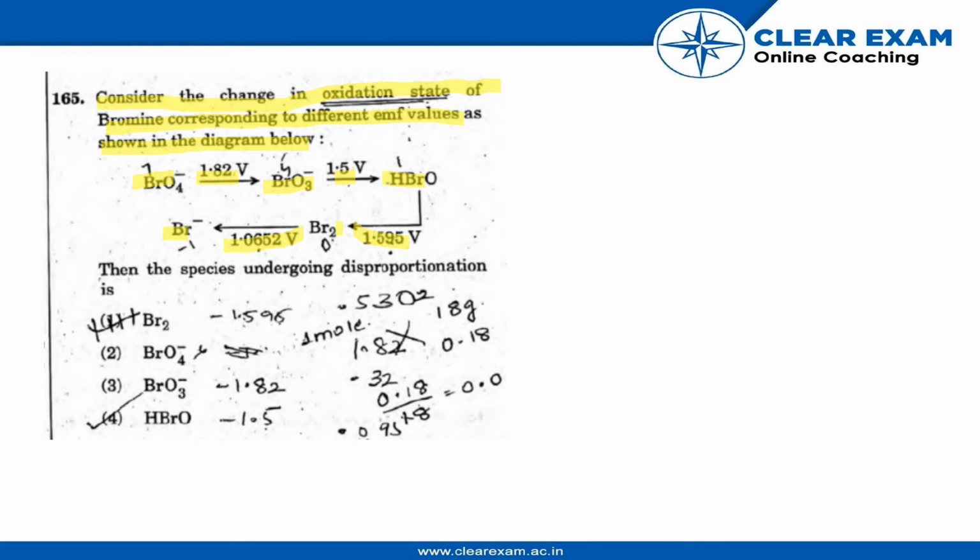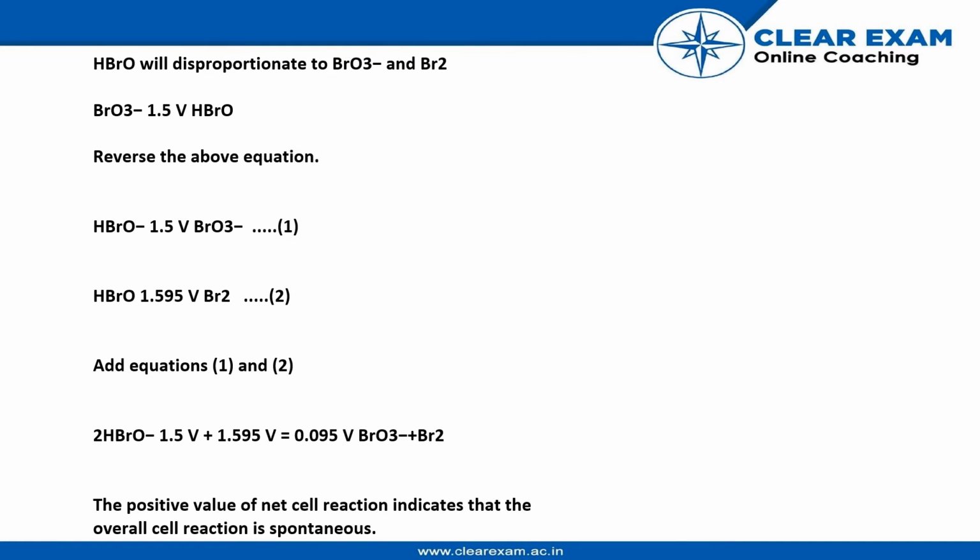So we have to find out the correct species undergoing disproportionation. The options are Br2, BrO4 minus, BrO3 minus, BrO, HBrO. So now look at this answer. HBrO will disproportionate to BrO3 minus and Br2.